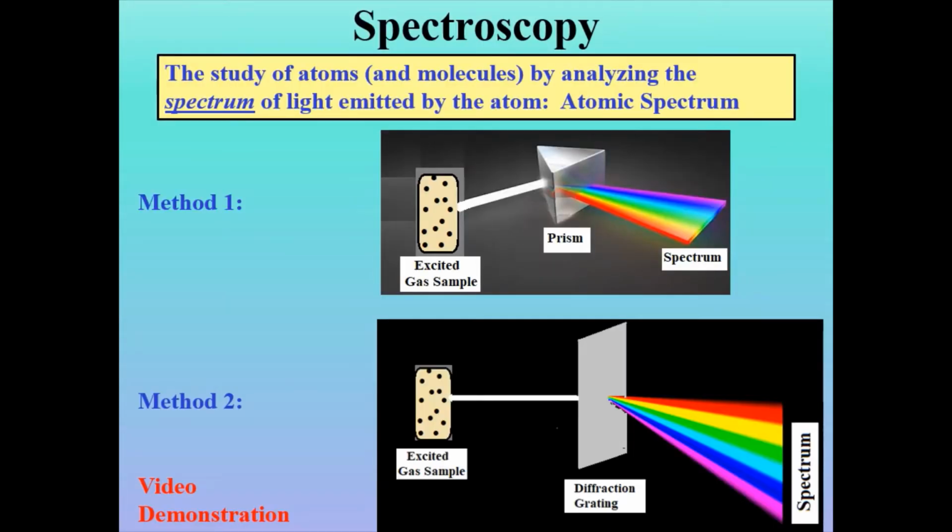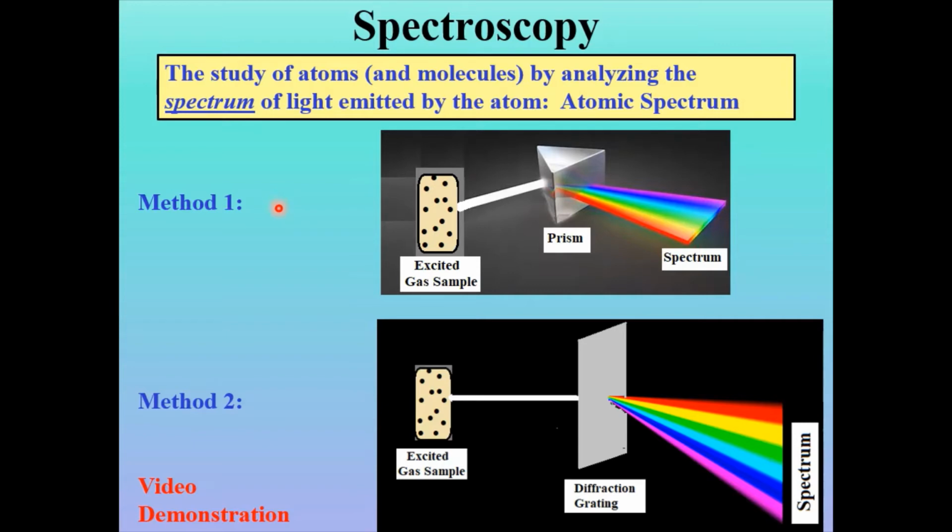The mystery of the structure of the atom was solved by using a science called spectroscopy. Spectroscopy is the study of atoms and molecules by analyzing the spectrum of light emitted by the atom. And this spectrum is called the atomic spectrum. So there are a couple different ways we can produce a spectrum.